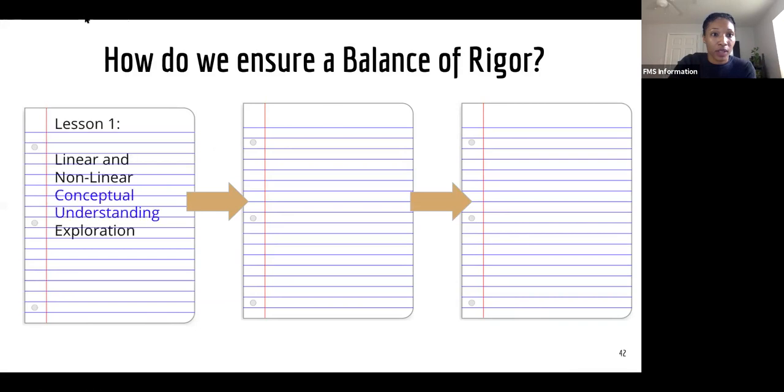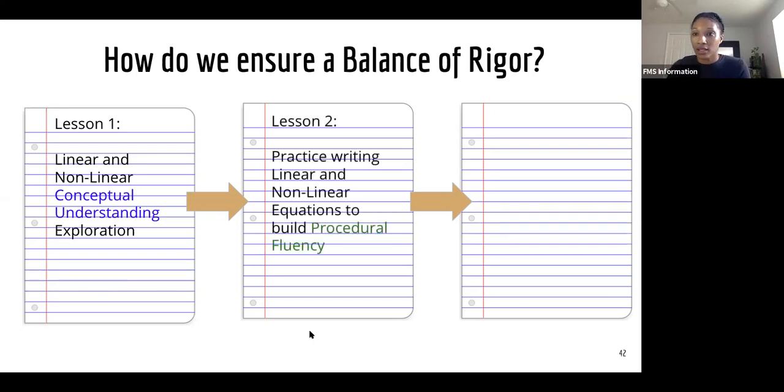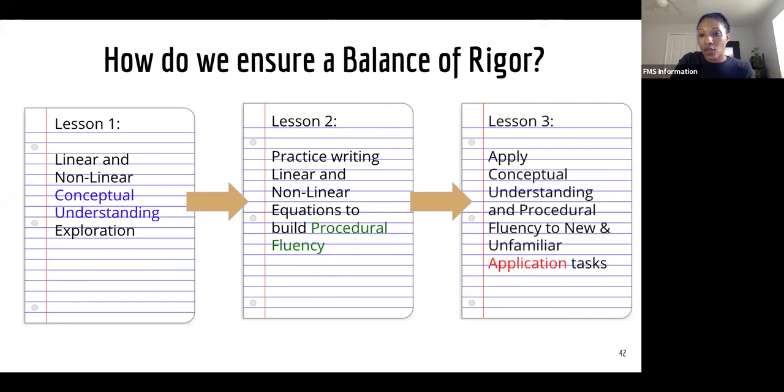So in lesson 1, it's actually going to just be the exploration. I'm going to spend this entire period building that conceptual understanding around linear and nonlinear equations. Then they're going to take that understanding and they need to know how to calculate, again, a constant rate of change for a linear equation. And that's what my focus will be in lesson 2. And then in lesson 3, I'm going to have them apply that conceptual understanding and procedural fluency to new and unfamiliar tasks.